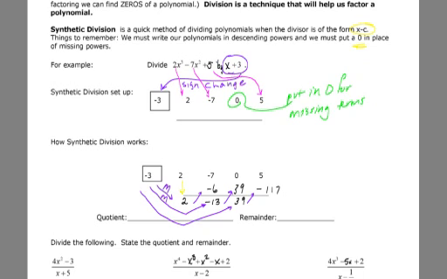And then finally, we do one last addition for this problem, which is a negative 117 plus a 5, which will be a negative 112. So that's the procedure of synthetic division.